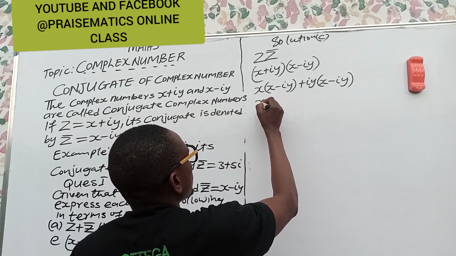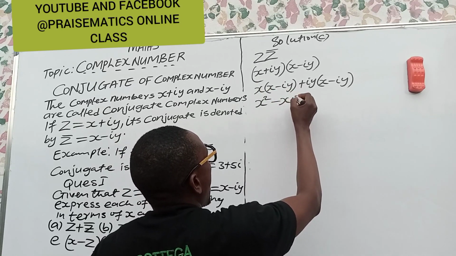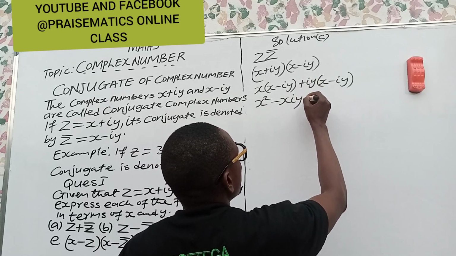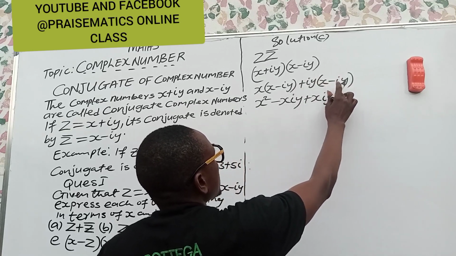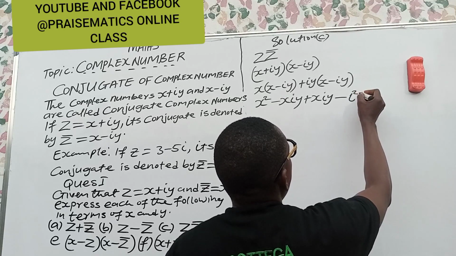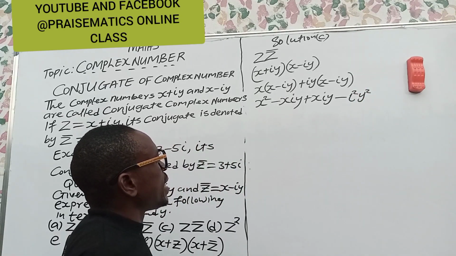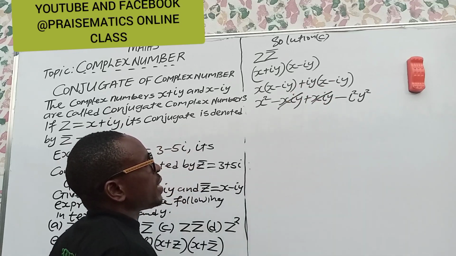x times this, we have x squared. x times this, we have minus x iy. iy times x, we still have plus x iy. iy times this, we have minus i squared y squared. Now, by the cancellation law, this and this will cancel out, and this and this will cancel out.